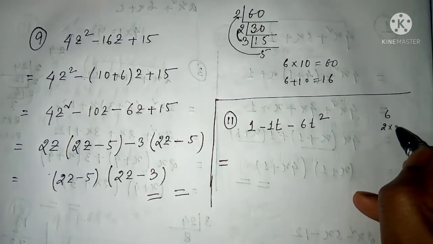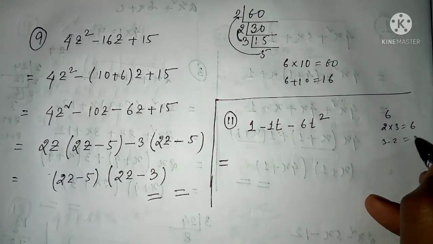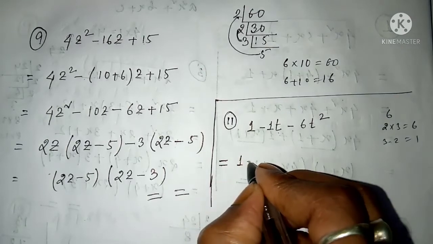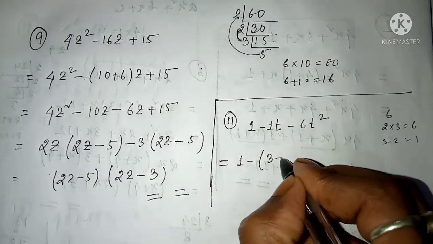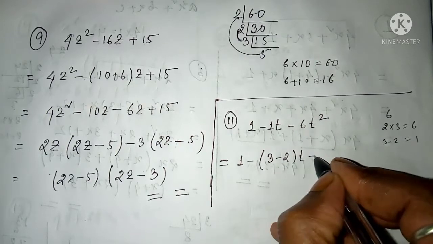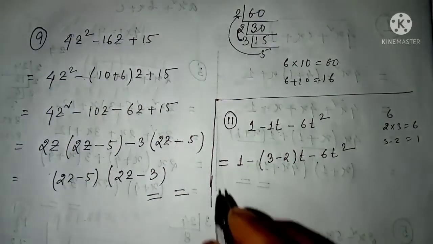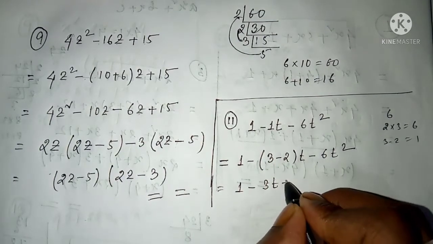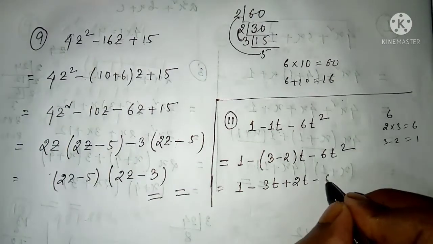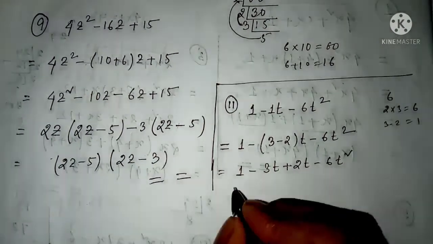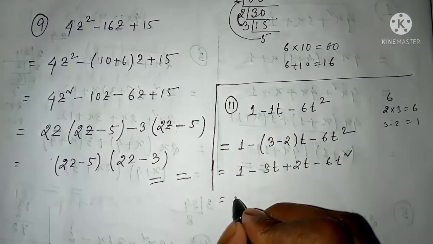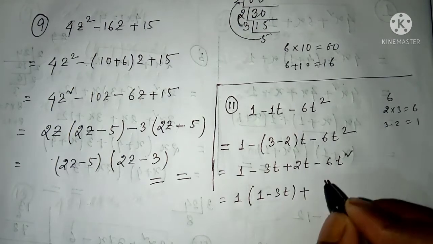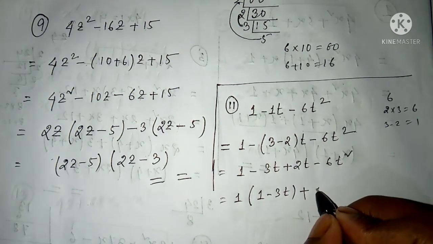Then see 2 into 3, that is your 6, 3 minus 2, that is your 1. That means both the conditions are satisfied by 2 and 3. So then you write 1 minus 3 minus 2, then this is your t, then that is your 6t square. Then 1 minus 3 into t, that is your 3t, minus into minus plus, that is your 2t minus 6t square. Okay, then from these two, see nothing is common, that means you can take 1. Then what will remain here? 1 minus 3t.